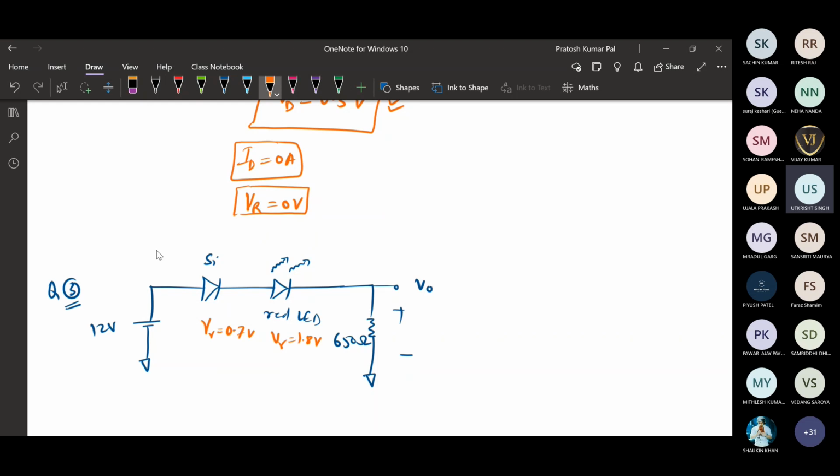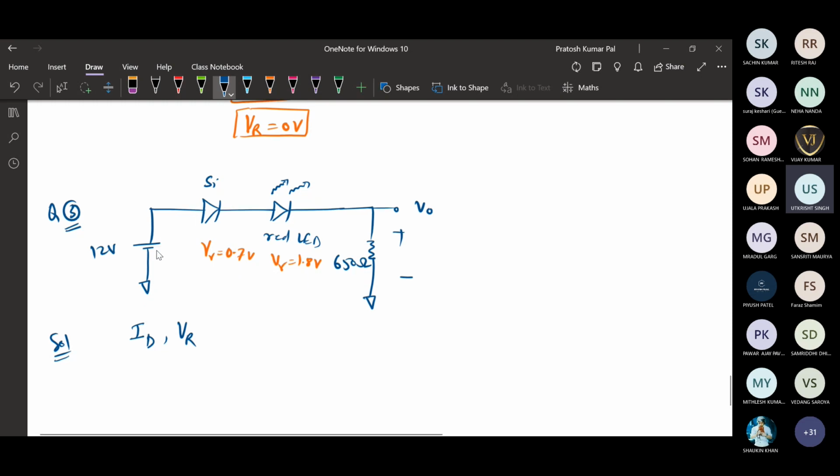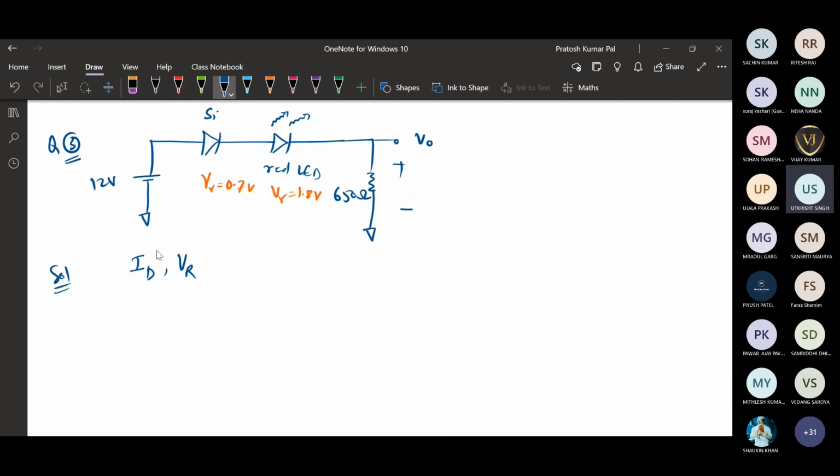So if this is the given case, now we need to find out the current flowing through this circuit, and along with that, the voltage drop across the resistor. These two components we need to find out. So for the analysis purpose, we will write out the equivalent circuit. In that case, this will be 12 volt, plus minus, and this silicon diode.